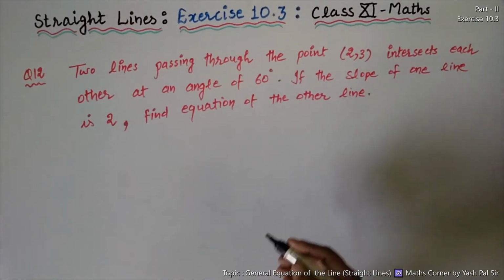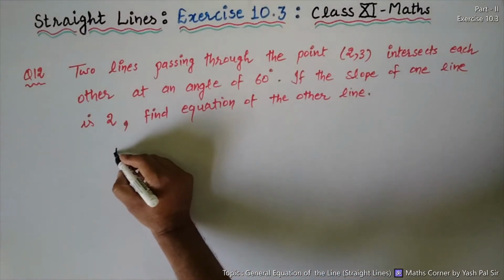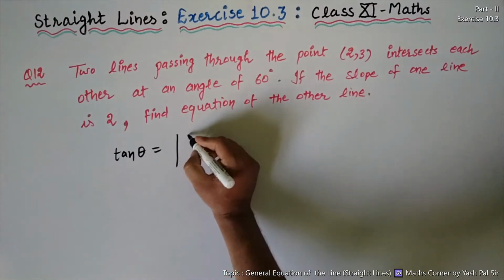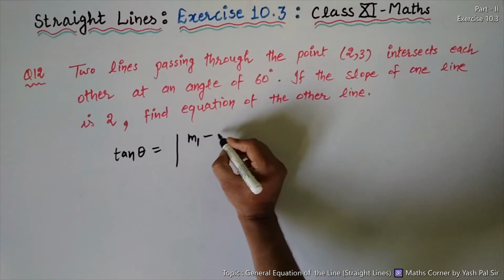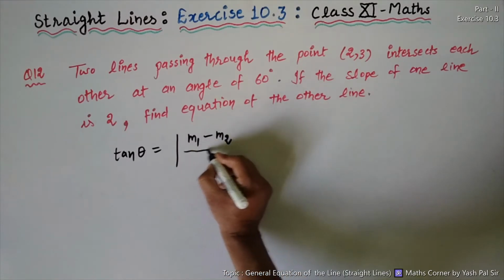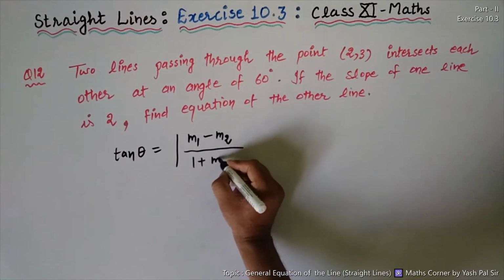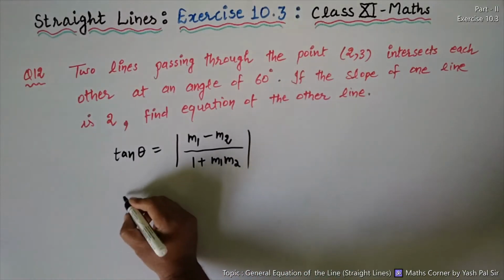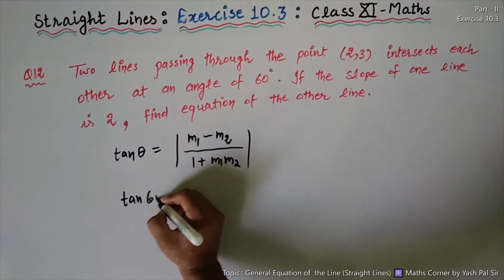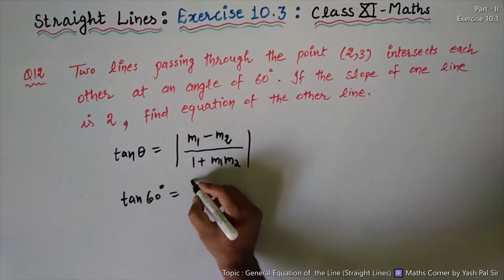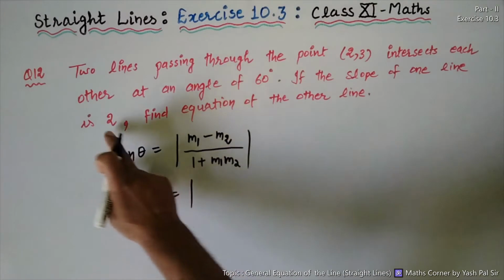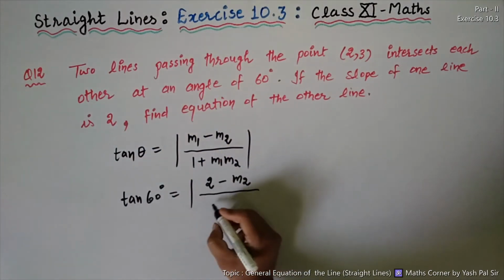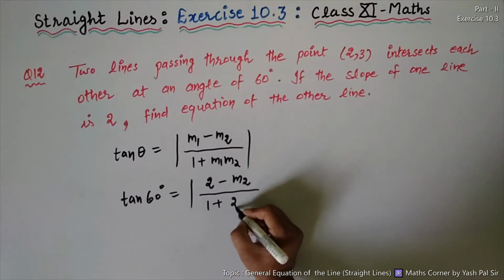So what is here? We know that if theta is the angle between two lines, then we write tangent theta is equal to (m1, the slope of first line, minus m2, the slope of second line) divided by (1 plus m1 into m2). Right? Here theta is given to be equal to 60 degree. Tangent 60 degree is equal to (m1, slope of first line, is 2, minus m2, which is to be found out) divided by (1 plus 2 m2).